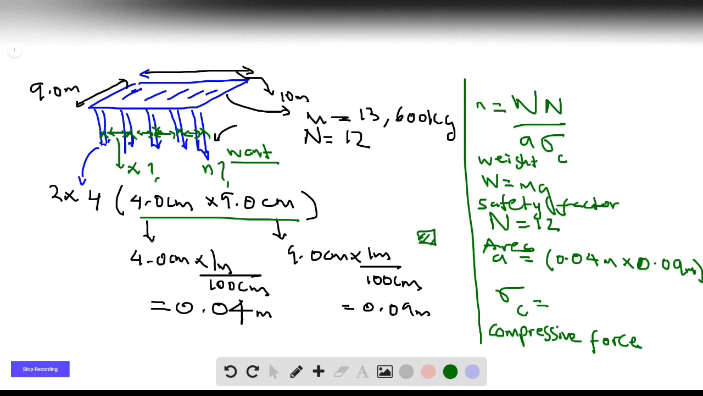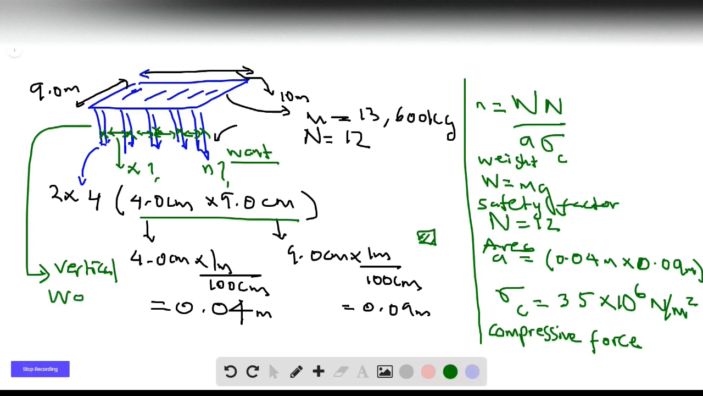Okay, compressive force, which is 35 times 10 to the 6th Newton per meter squared. So these are wooden columns, and that's the compressive force. Just remember, these are vertical wooden columns. That's the information we're given right there. And so in the next page, we'll go ahead and compute the number of columns given all these units.